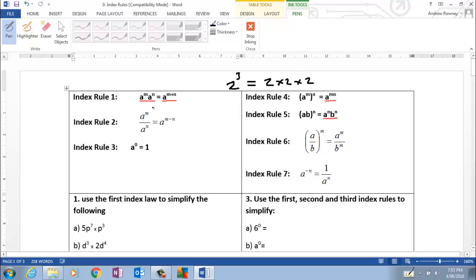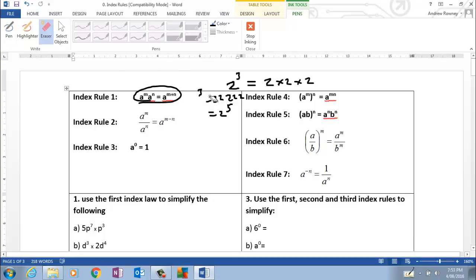Okay, so the first index rule is this one, that when we multiply two bases, we add the powers. And actually that makes sense, because if we had, for example, 2 squared and we want to multiply it by 2 cubed, well, 2 squared means 2 times 2, 2 cubed means 2 times 2 times 2, there's 5 of them, so that's 2 to the 5. A quick way is you just add 2 and 3 to get the 5.